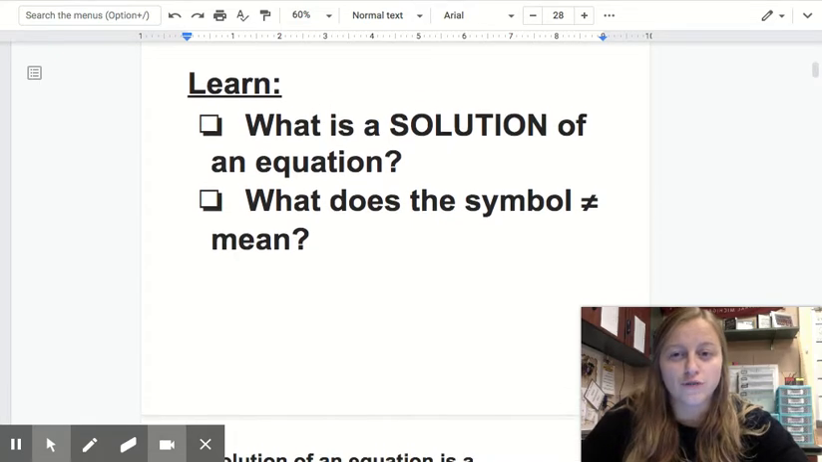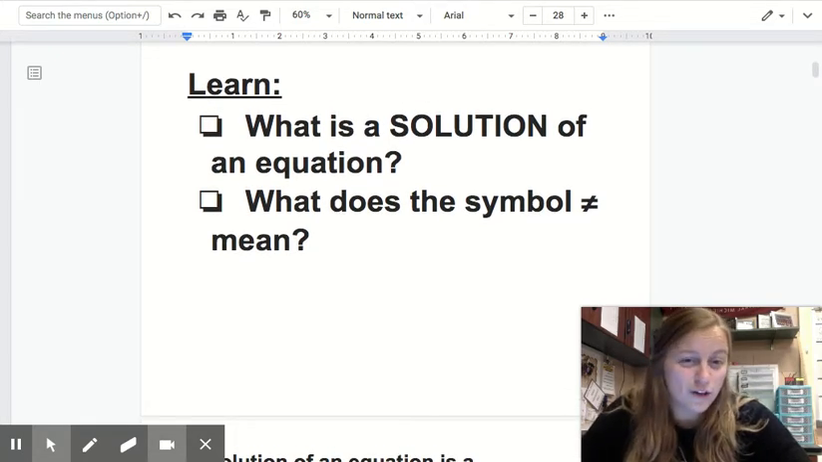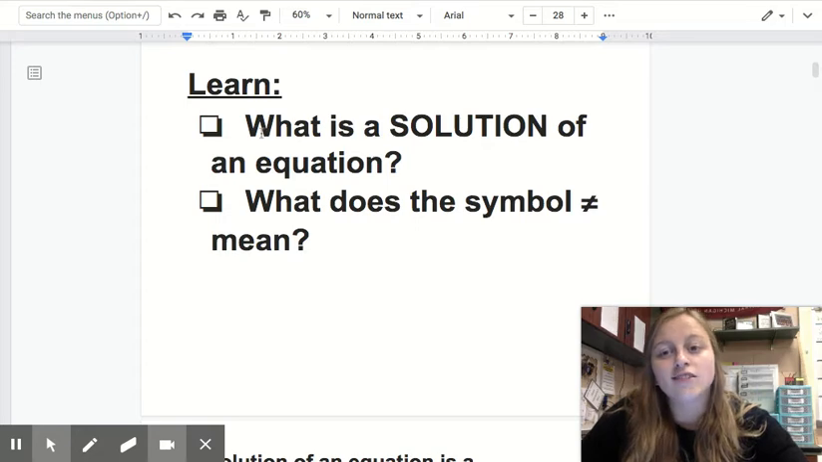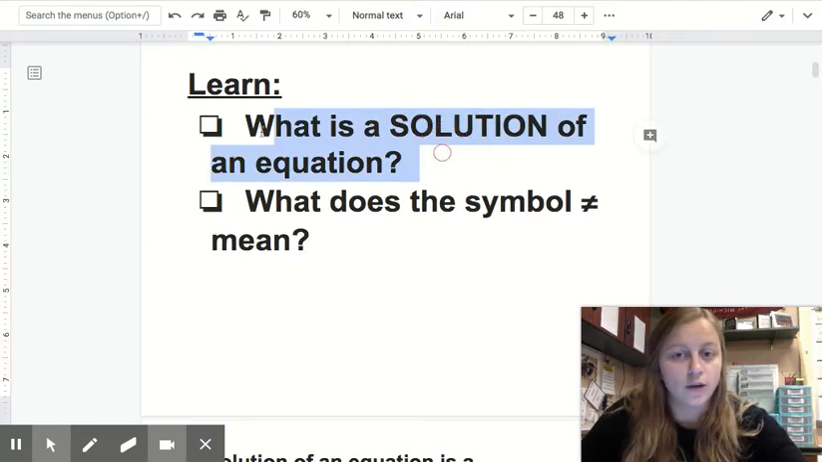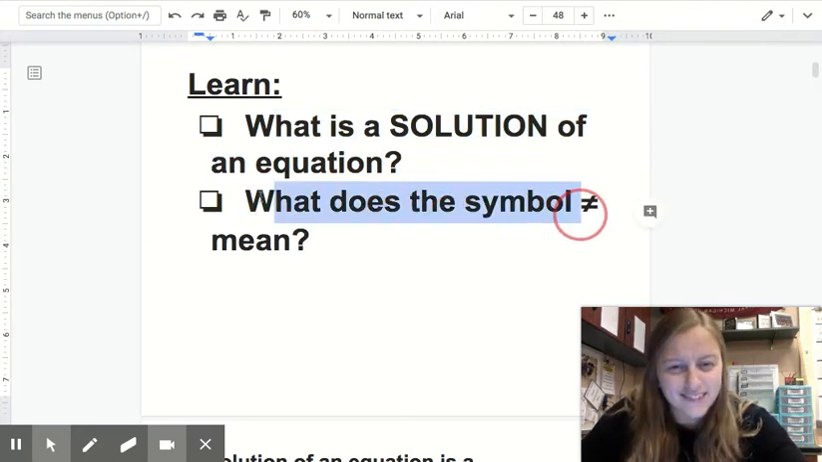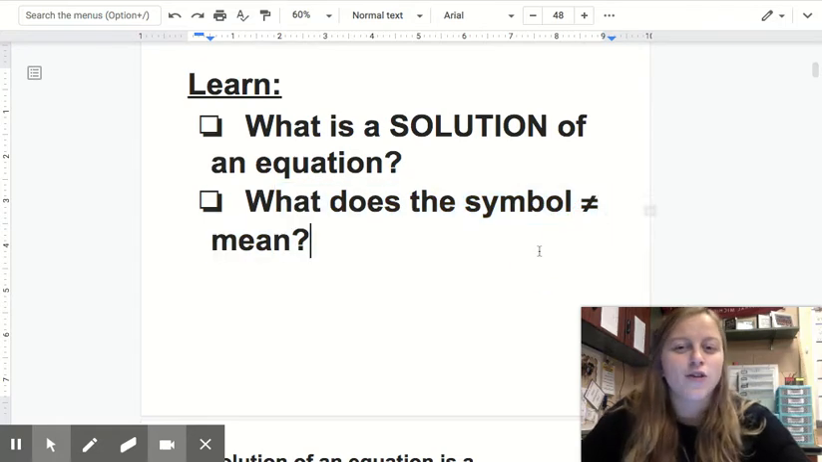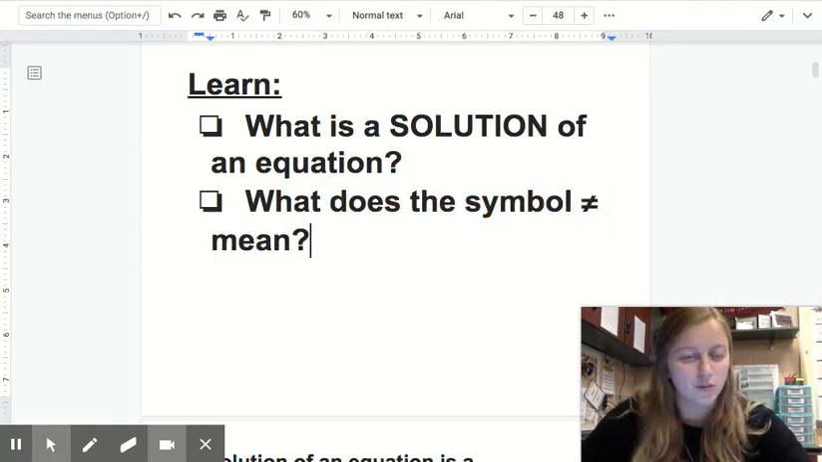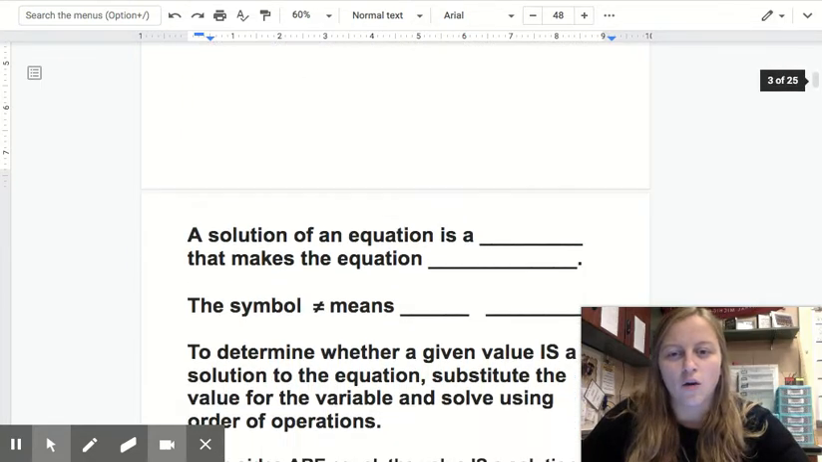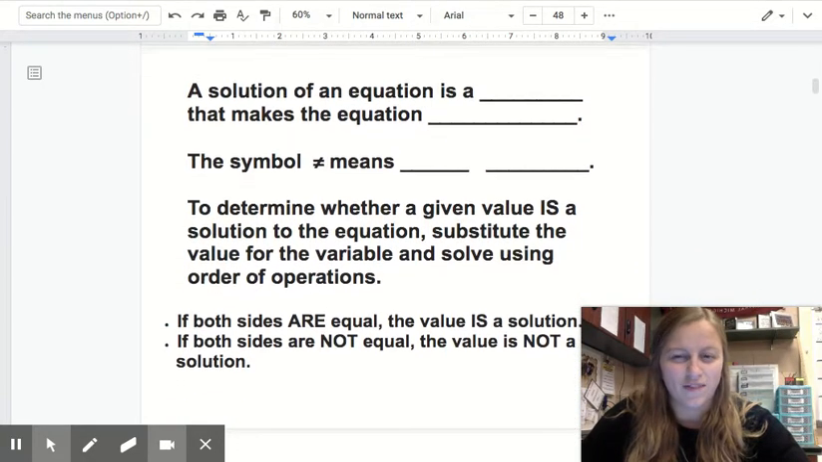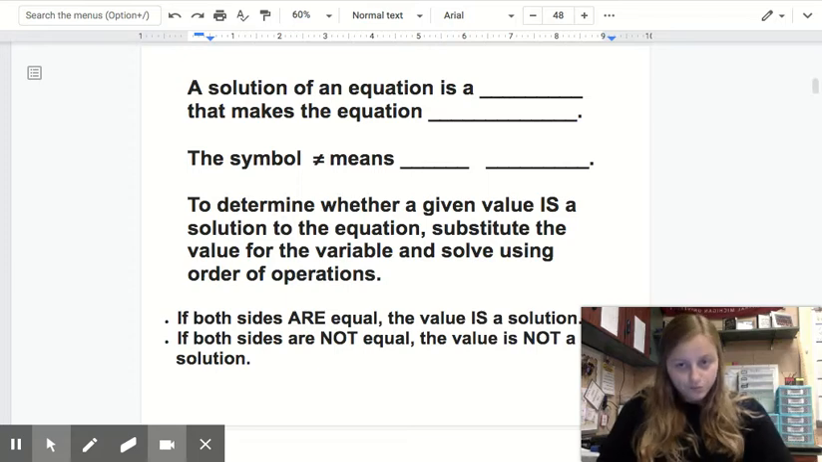So we're going to review, and I guess maybe learn for some of us, what is a solution of an equation and what does this symbol here mean? Go ahead, discuss with your table and see what you can come up with. Alrighty, so let's go ahead and talk about what a solution is and what those things mean.